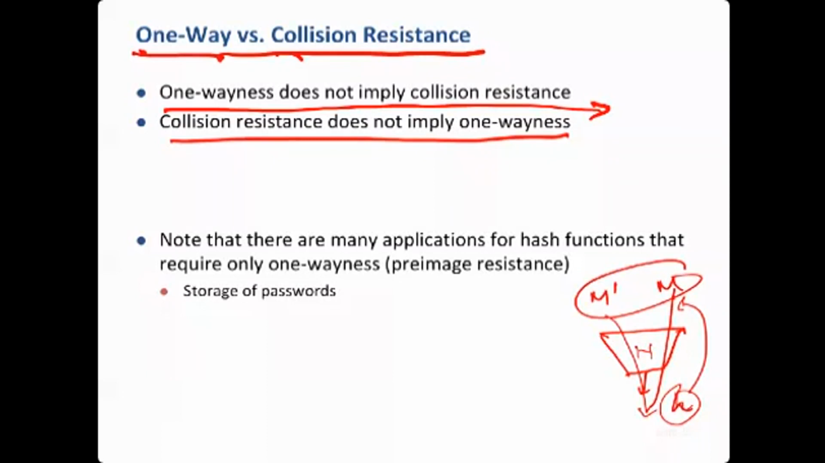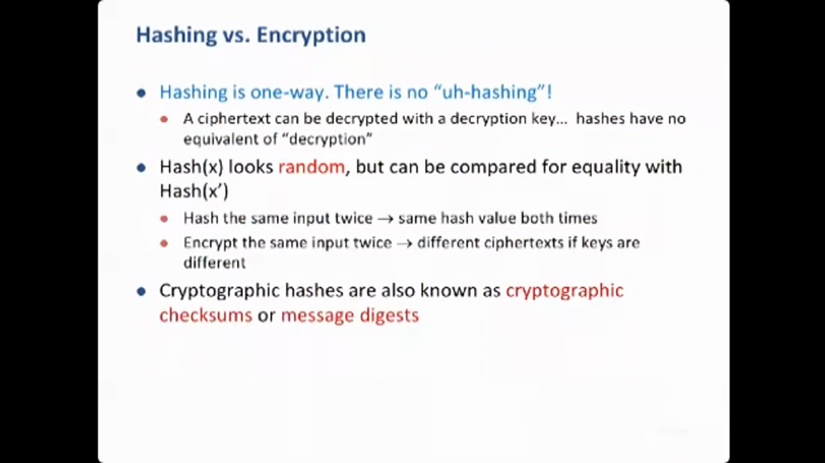There are applications of hash functions that require only one-wayness, for example, passwords. Although there are a lot of properties of hash functions, one-wayness is the most important property for passwords.